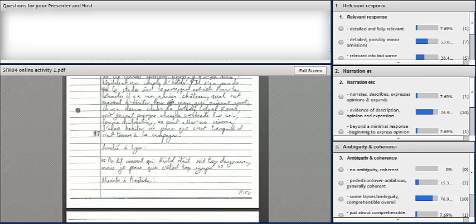This little bit here, "on dit souvent qui Bristol était soit trop dangereux." It sort of implies that something else needs to be coming along, but it doesn't. So it lacks coherence there. So some lapses, ambiguity, comprehensible overall, seems to be the right thing.